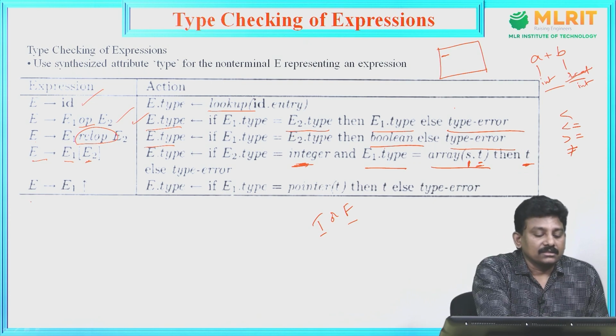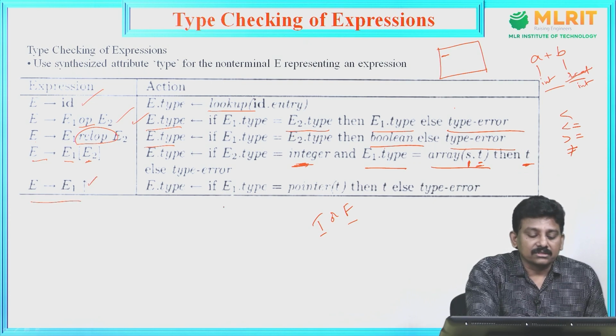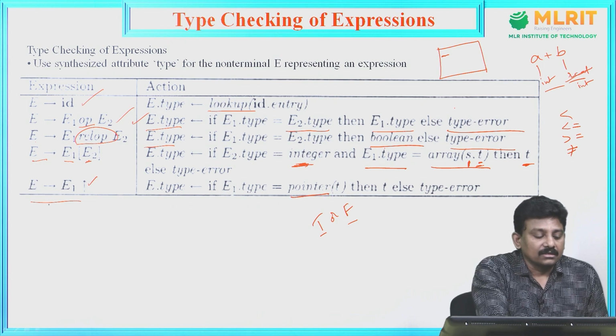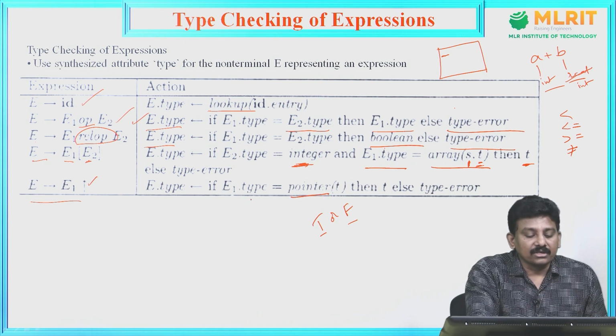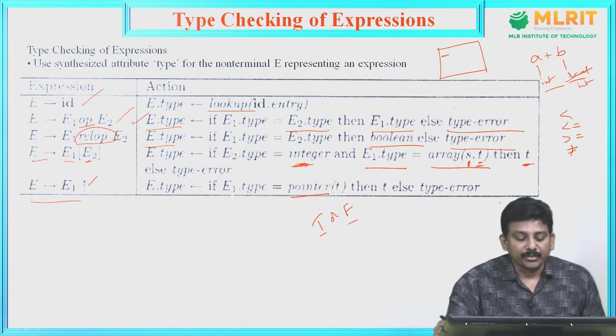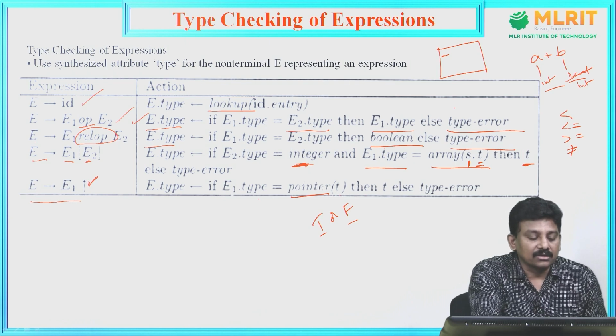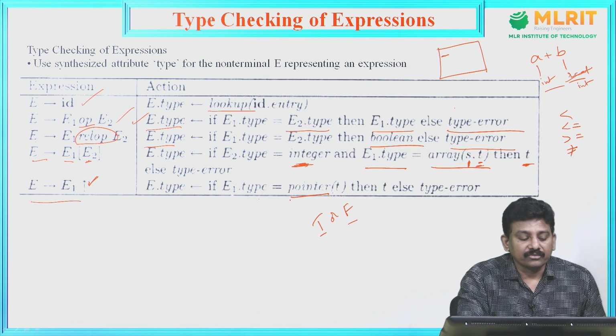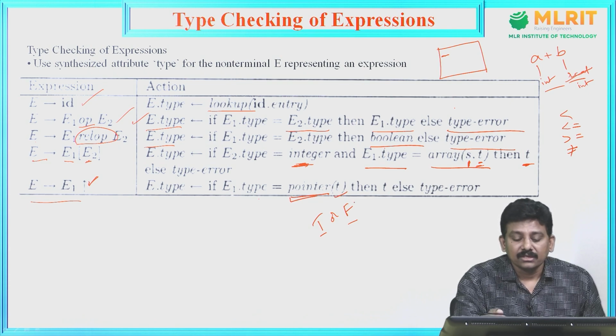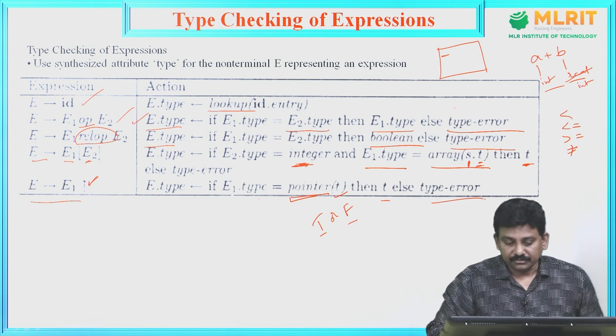Then this symbol, up arrow, is indicating pointer. E.type is: if e1.type is pointer of t, then t, else type error. See, if e1.type is pointer of t, because this arrow indicates pointer of t, t is the type of the pointer, whether it is an integer pointer or real pointer, then t, else type error.